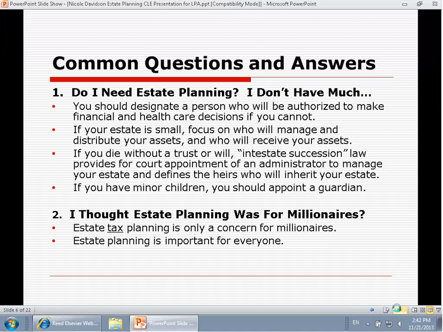Well, number two, I thought estate planning was for millionaires. Okay, estate tax planning is for millionaires. So big distinction there. Estate planning is important for everyone, even for people that have a negative estate.